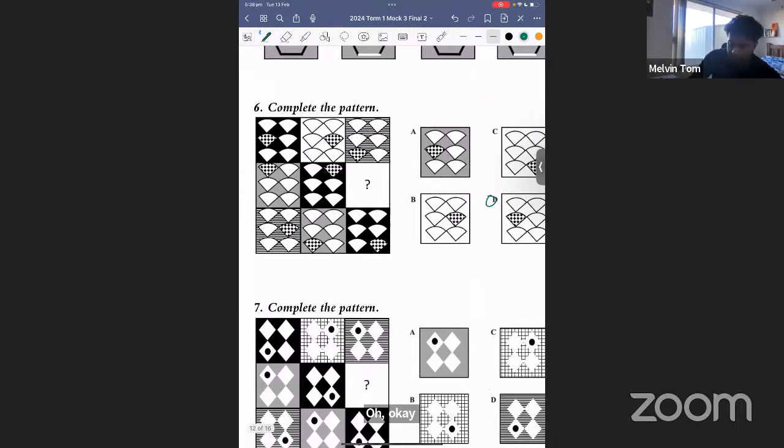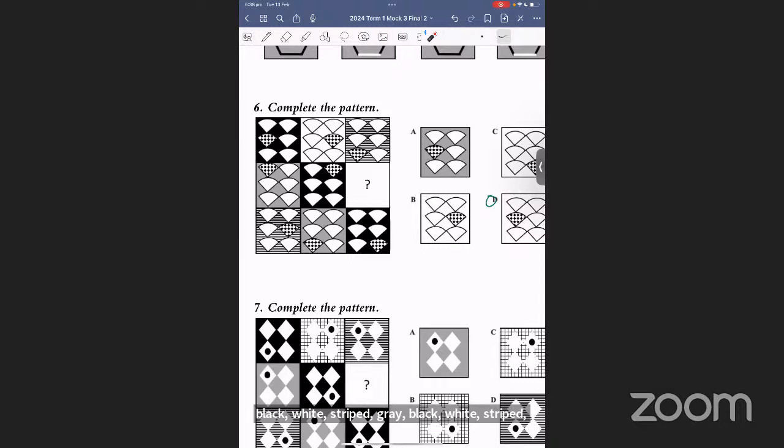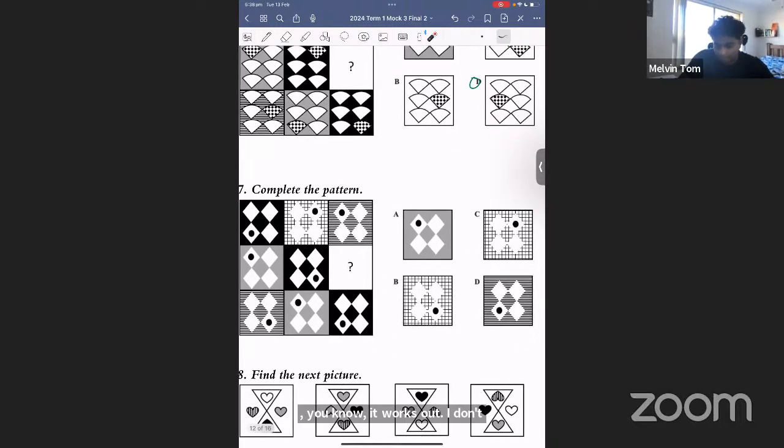But the pattern, I'm pretty sure in the answer key wouldn't say that it's diagonal colors. The answer key most likely is just going to say it goes black, white, striped, gray, black, white, striped, gray, black, like that. But it works out. I don't know what the answer key says. I'll have to check later.